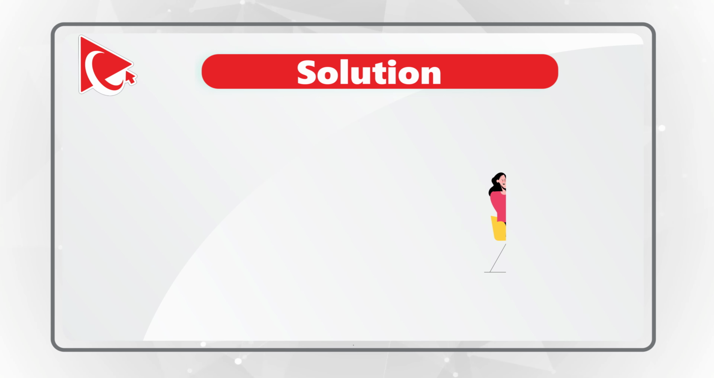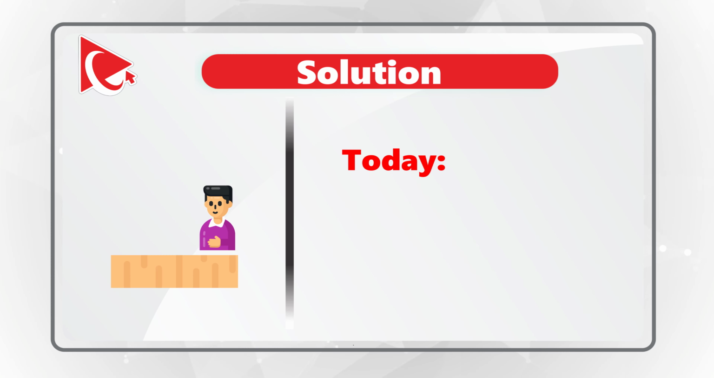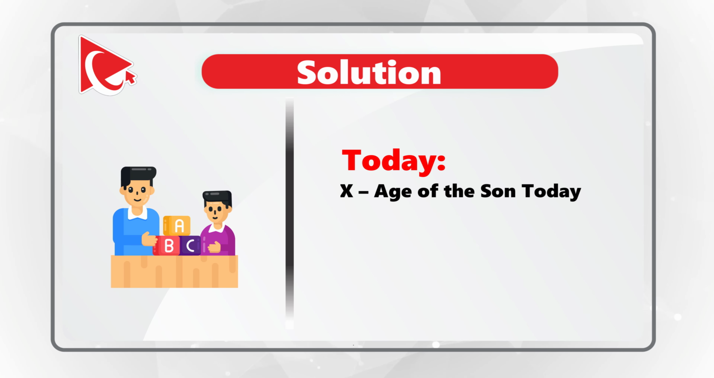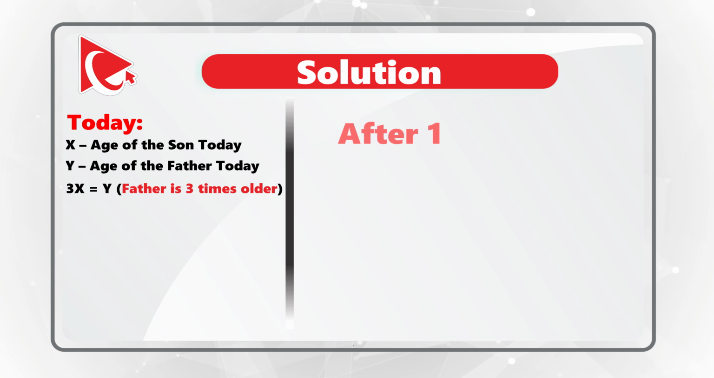In the first step, we're going to introduce 2 variables. Variable x will represent the age of the son today, and variable y will represent the father's age today. So our first formula is 3x equals y, which indicates that today the father is 3 times older than his son. After 15 years, our expression will be different. The new expression will be y equals 2x plus 15.